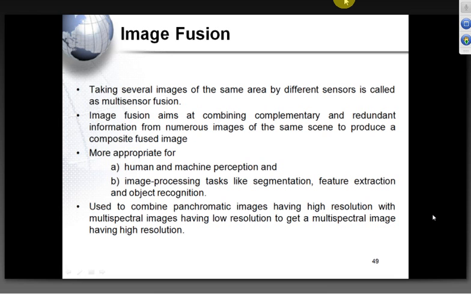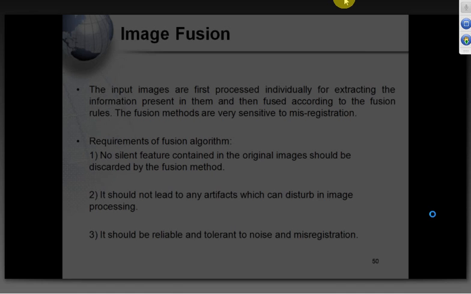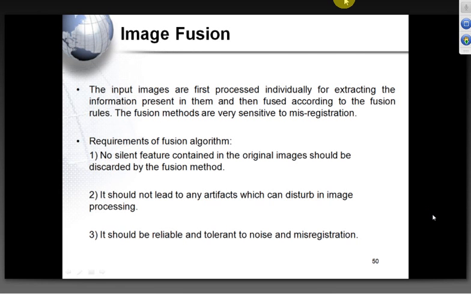It basically means you are taking several images of a particular area by different sensors. This method is multi-sensor fusion. That is simply the combination of various kinds of images. So input images are first pre-processed for extracting the information and then fused according to the fusion algorithm.